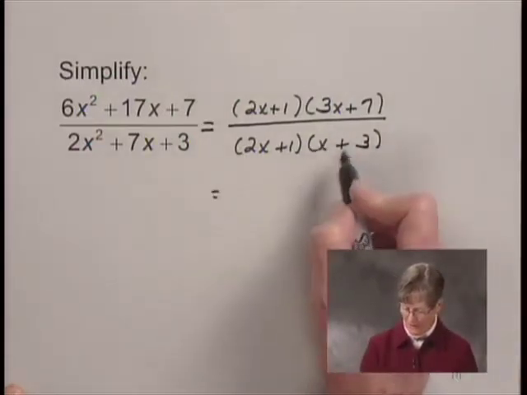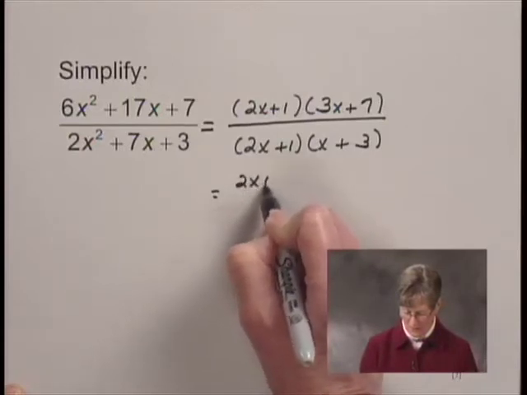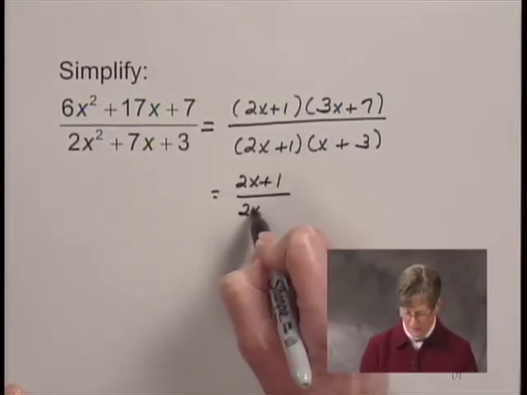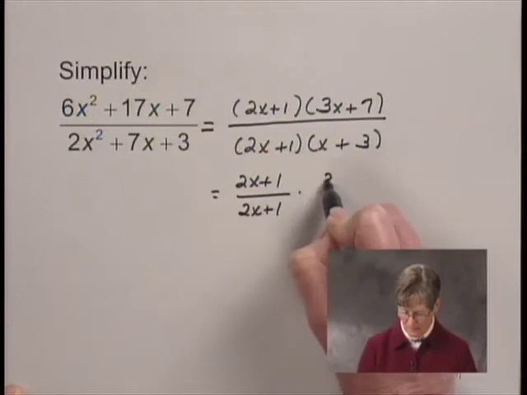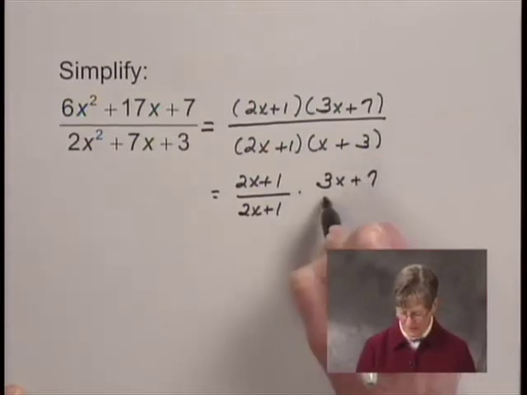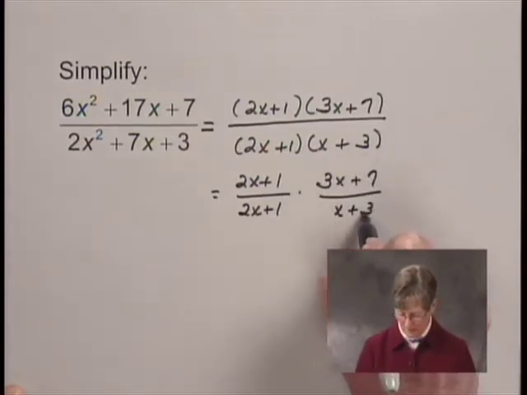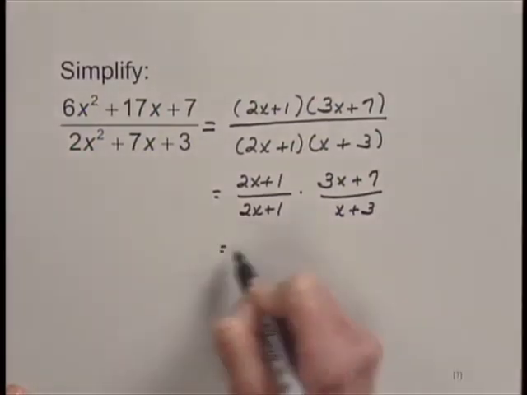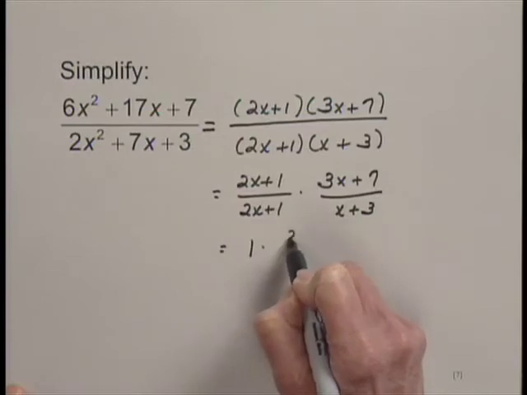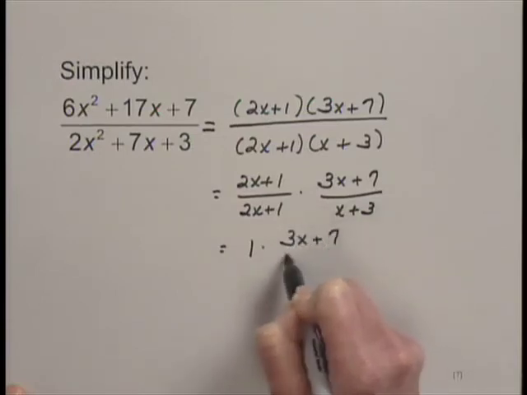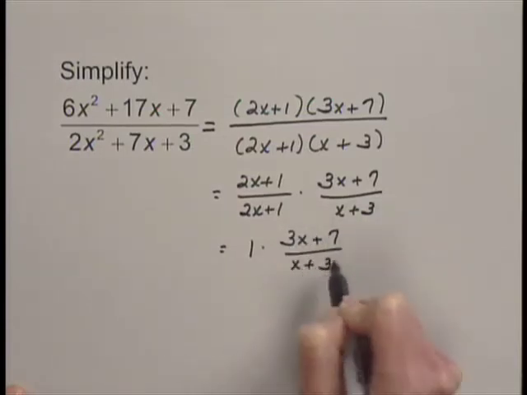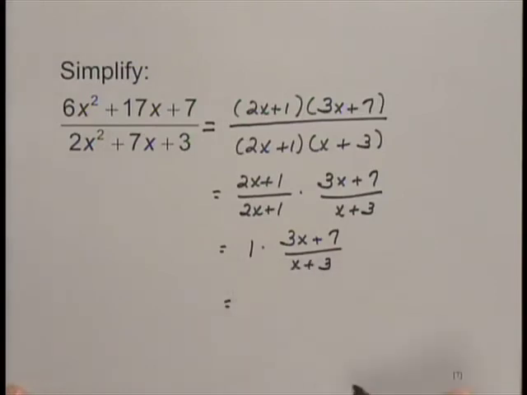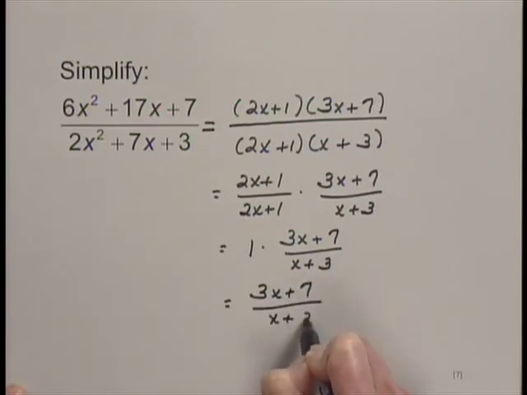So I can write this expression in factored form as 2x plus 1 over 2x plus 1 times 3x plus 7 over x plus 3. And 2x plus 1 over 2x plus 1 is equivalent to 1. So this is equivalent to 1 times 3x plus 7 over x plus 3. And by the identity property of 1, then I know that this is equal to 3x plus 7 over x plus 3.